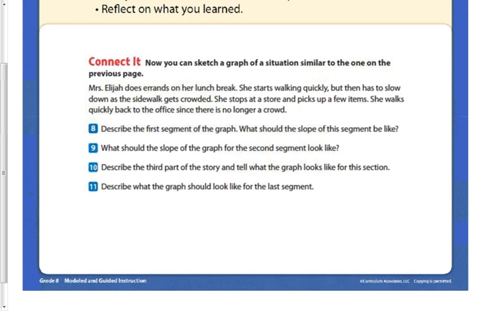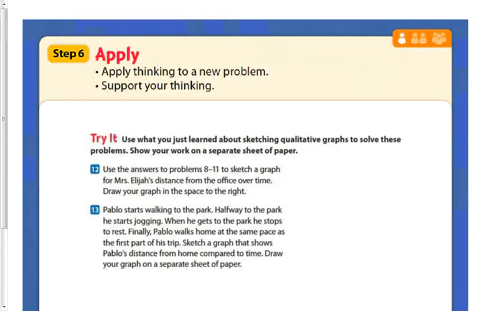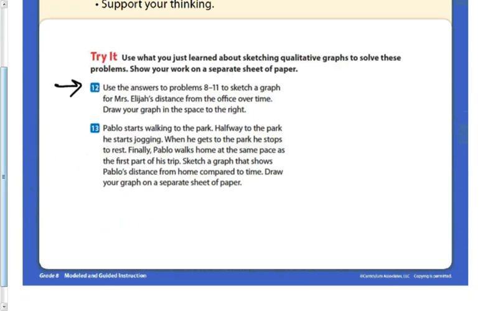So number 8, describe the first segment. What should the slope of the graph be like? Would it be steep, not real steep, going positive slope, negative slope? 9, what should the slope of the graph for the second segment look like? 10, describe the third part of the story and tell what the graph looks like there. Number 11, next, describe the graph for the last segment. Once you do that, I'd like you to actually, in number 12, sketch the graph. Okay? Make sure you have labels, axes labeled, and a title. And then finally, I'd like you to do the last situation and just make a graph for that.